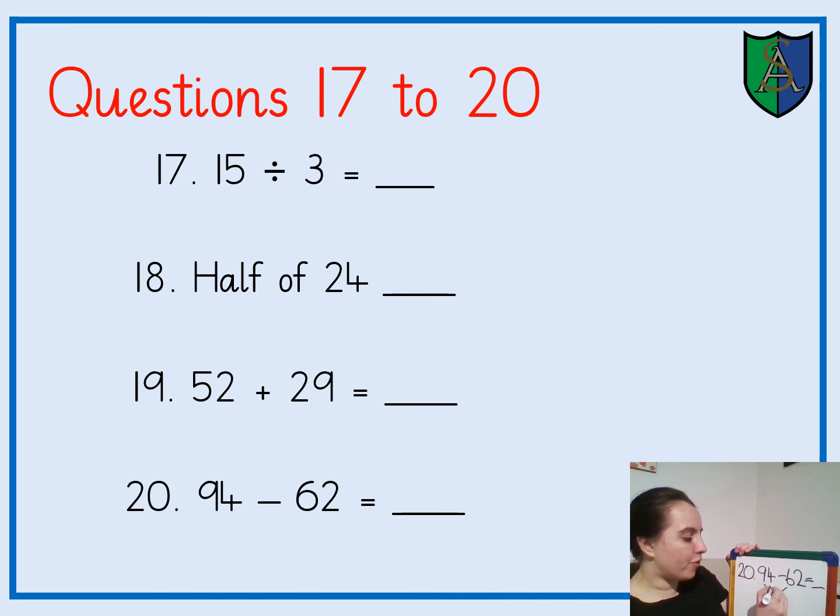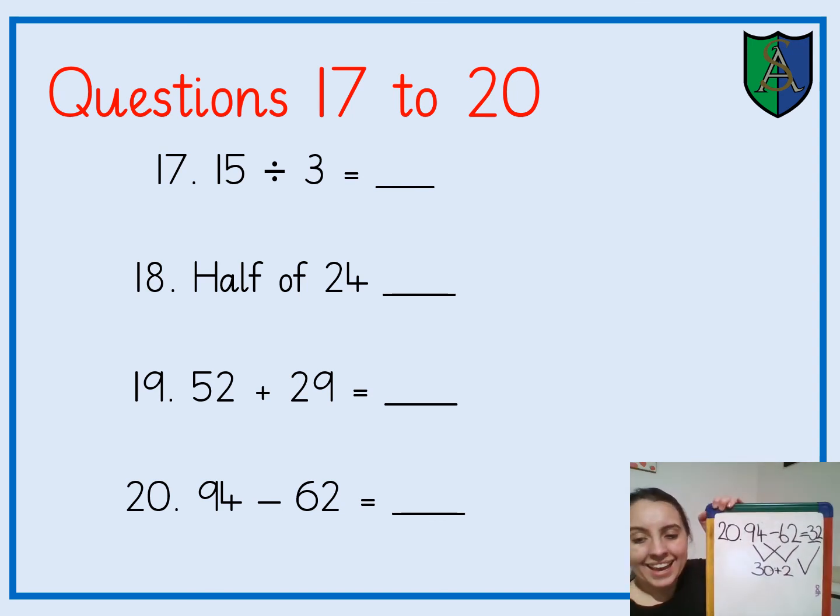And then we've got 4 ones take away 2 ones. So 4 take away 2 equals 2. So our answer is 32. Fabulous, 32. If you got that right, you can give yourselves a huge, ginormous tick. If you didn't, it doesn't matter. All you have to do is fix it. You can fix it by doing the method that I have just done.